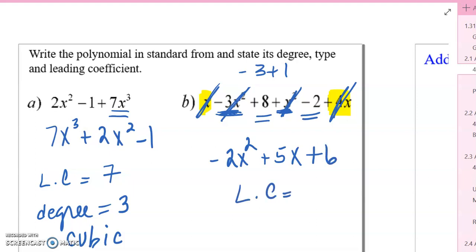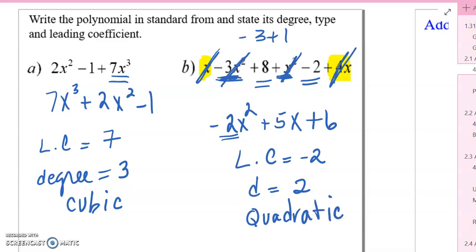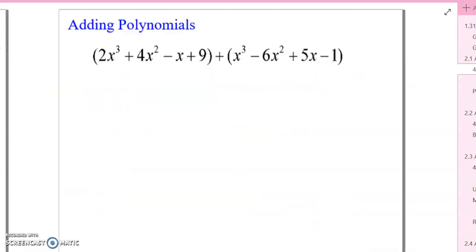My leading coefficient is the number in front. You only take the number, you don't take the exponent or the x, the variable. My degree is the highest exponent, 2, and if I go back to the chart, a degree of 2 is quadratic, which is kind of funny because I know quad normally means 4, but in the graphing world, quadratic has a degree of 2.